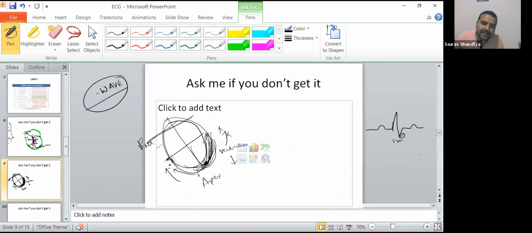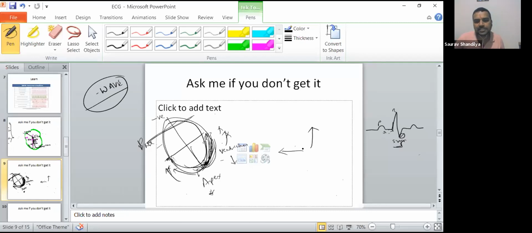Here, the current direction is like this, opposite. Opposite of what? The recording electrode, negative and positive. What I said, negative to positive, anything going to the positive will go up like R or P. But what happened here? In case of S, what is happening? Just see that. In case of S, current direction is like this, isn't it?